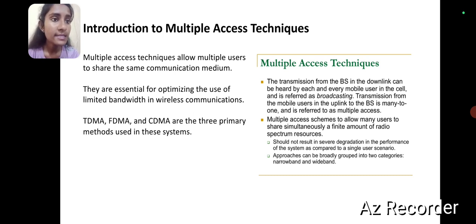So multiple access techniques. The transmission from the BS in the downlink can be heard by each and every mobile user in the cell and is referred to as broadcasting. Transmission from the mobile users in the uplink to the BS is many to one and is referred to as multiple access. Multiple access schemes to allow many users to share simultaneously a finite amount of radio spectrum resources should not result in severe degradation in the performance of the system as compared to a single user scenario. Approaches can be broadly grouped into two categories, narrow band and wide band.